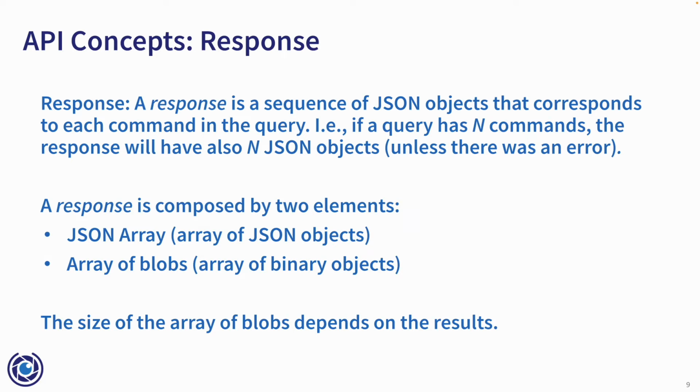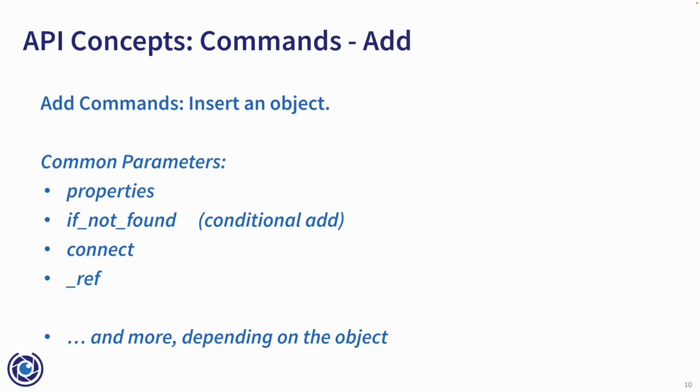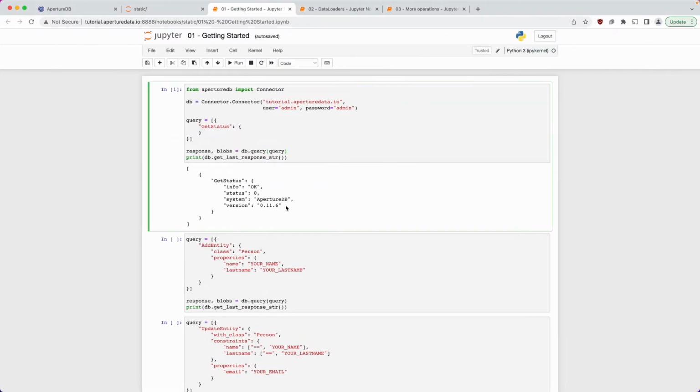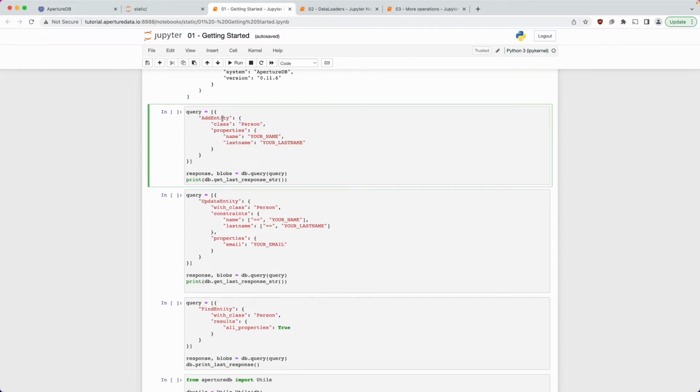So let's put this a little more into practice with a specific example of doing an insertion of an object. We're going to be using one of the add commands. The add commands have certain parameters like properties, or if not found, or connect, or even a reference that can be used to modify the behavior of that addition. Let's start with the most basic example in which we want to just go ahead and insert an object. In this case, we're going to be inserting an entity. So our query is going to be composed of a single command, which will be AddEntity.